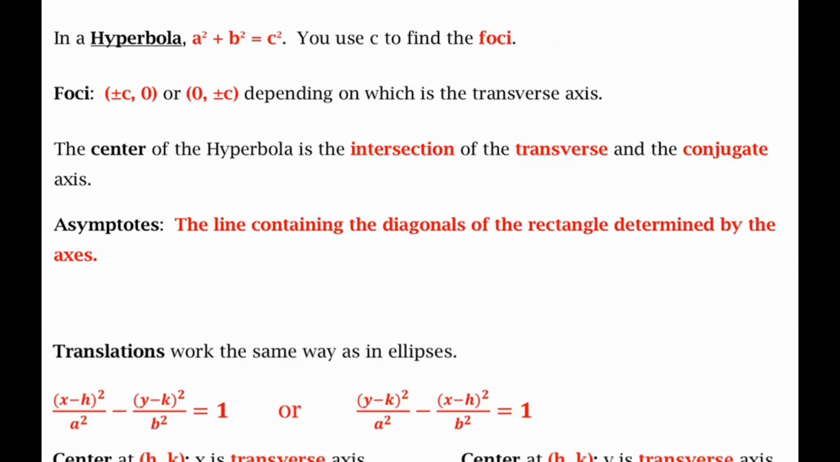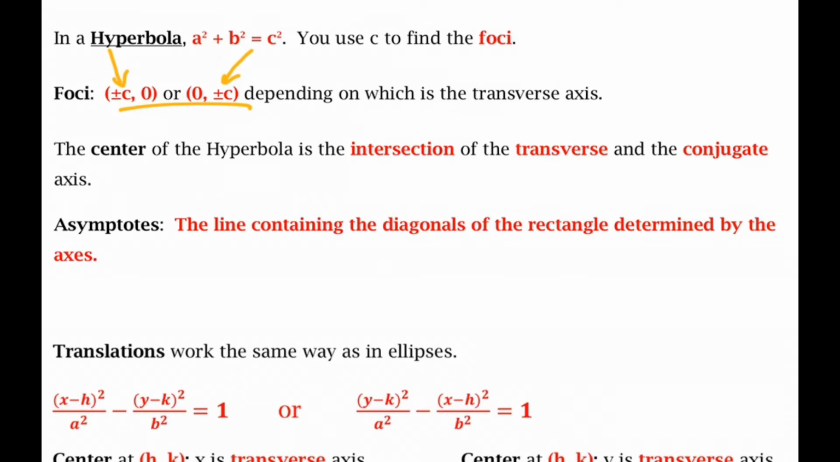So it is the Pythagorean Theorem. You're going to find c to find the foci. And so that's how you would find the foci, and it's going to depend on which one's the transverse axis. So it might be c and then 0, or 0 and then c, or however the vertex is.